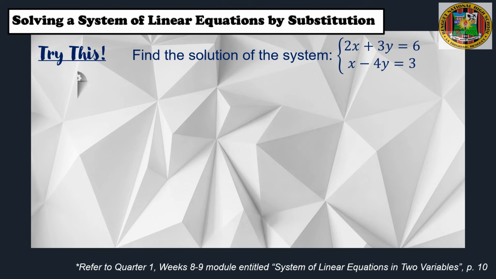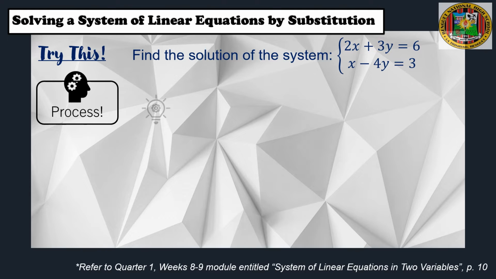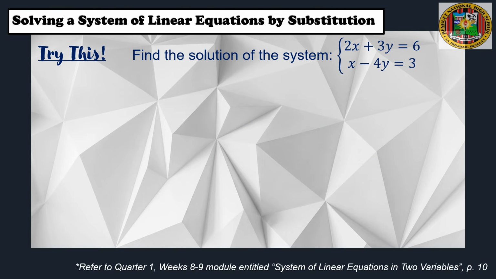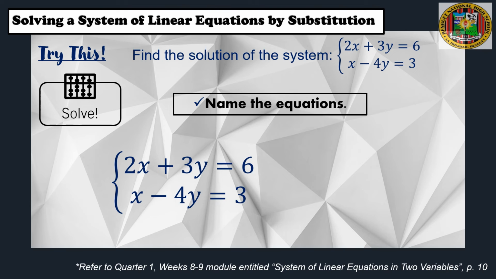Let us process what we know. To solve the system of linear equations through substitution, let us review the steps. Now that we know the steps involved in the substitution process, let us solve. For us to know which equation we are talking about during the explanation of the process, we name the equations. Our first equation is equation 1, while the second equation is equation 2.